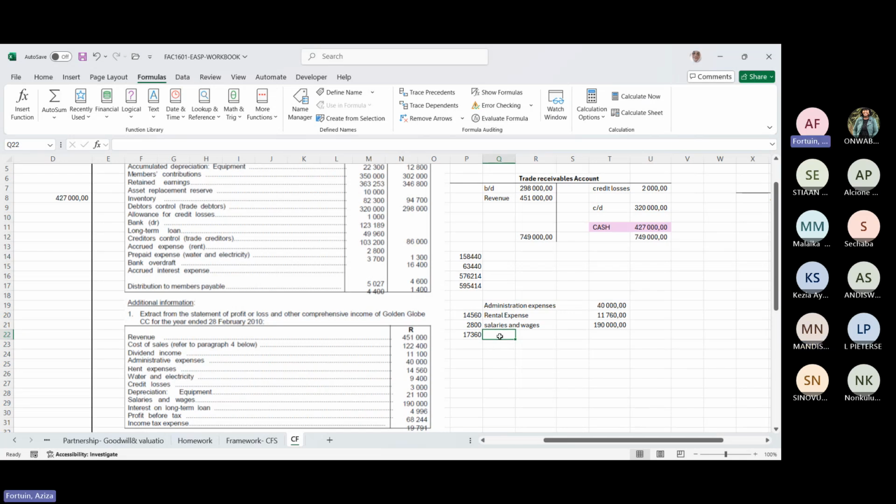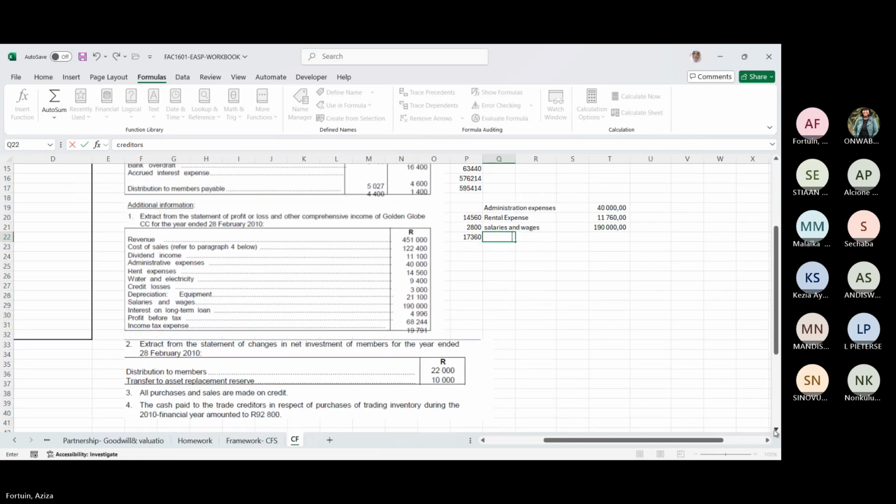And then your creditors, the cost of sales referred to paragraph 4. The cash paid to the trade creditors in respect of purchases of trading inventory amounted to 92,800. Righto. Now I'm going to give you all 2 minutes and I want you to do the water and electricity.